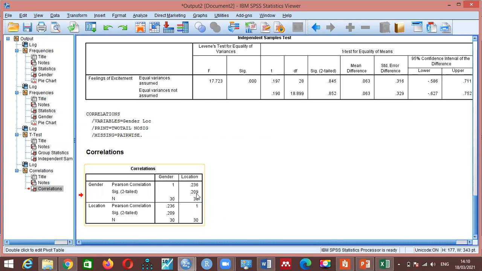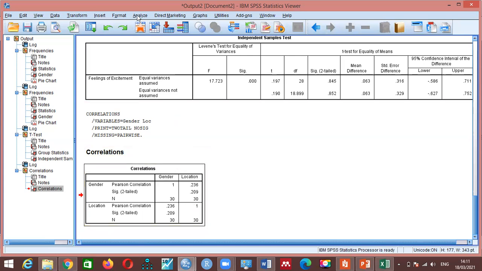Therefore, our conclusion is that there is no significant relationship between the gender and where they are residing, that's the location. And of course, the students can be in any place, right? So there's really no relationship between those two. The n tells us the sample size that was used for this. You can see 30. So 30 was the size used for this analysis. 30 people responded to this. That's what this is telling us.